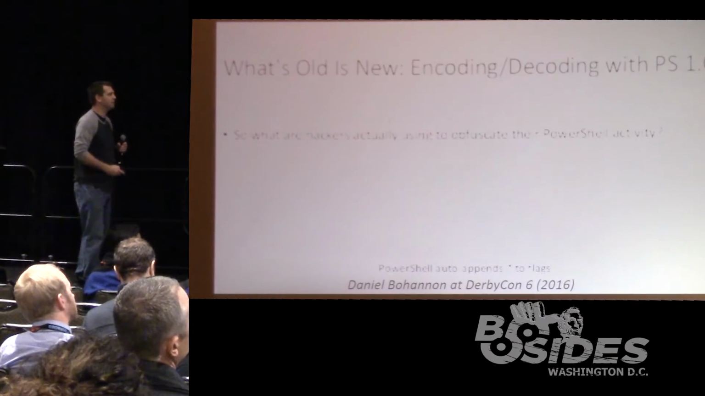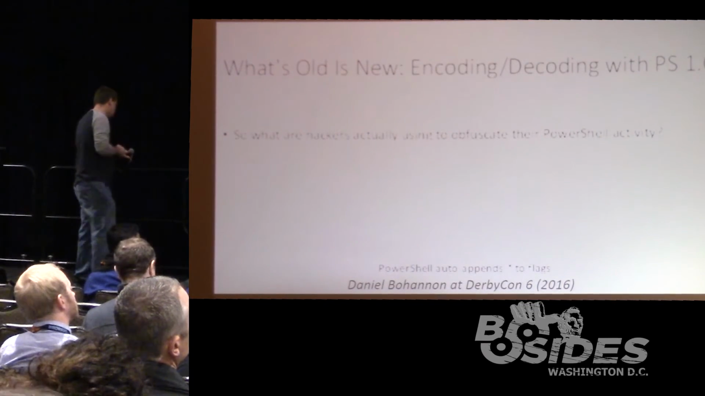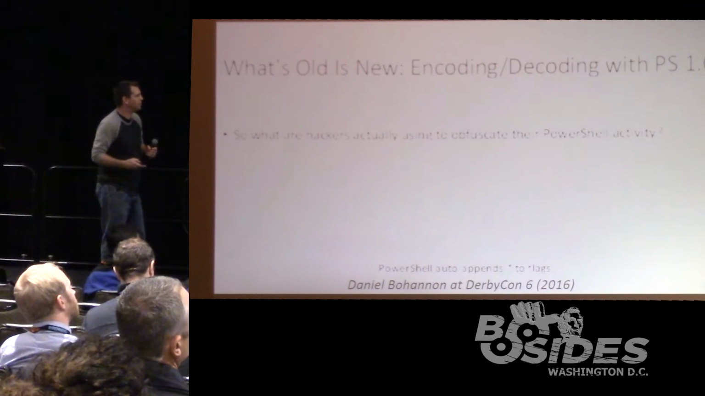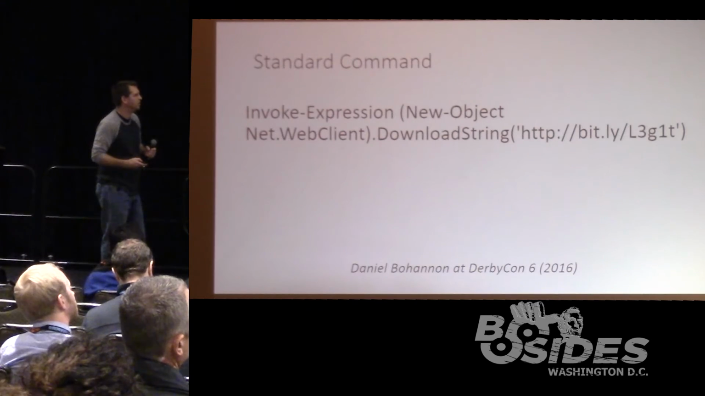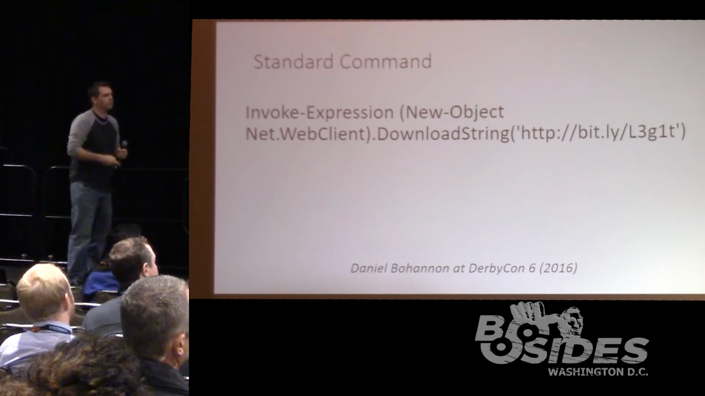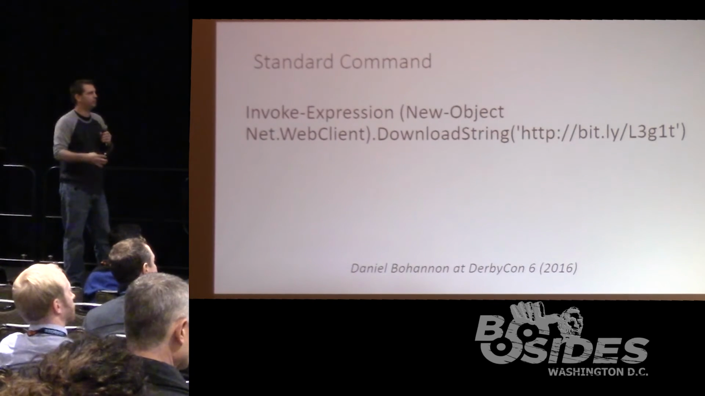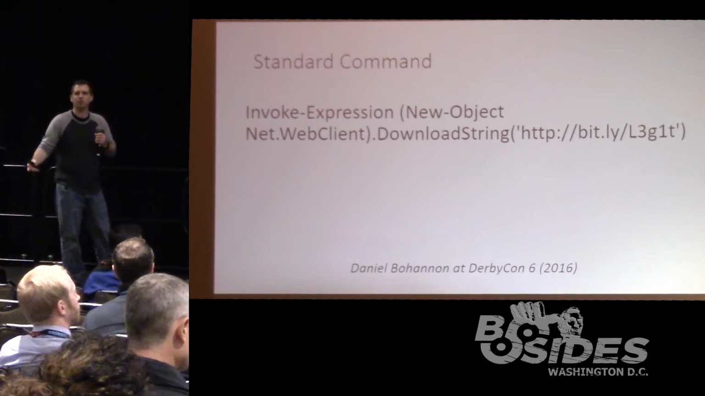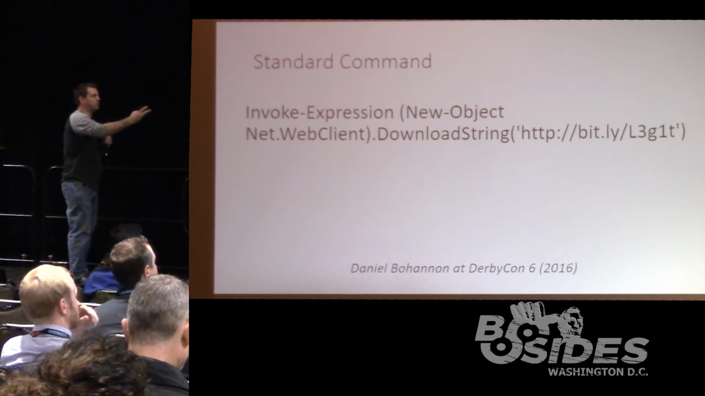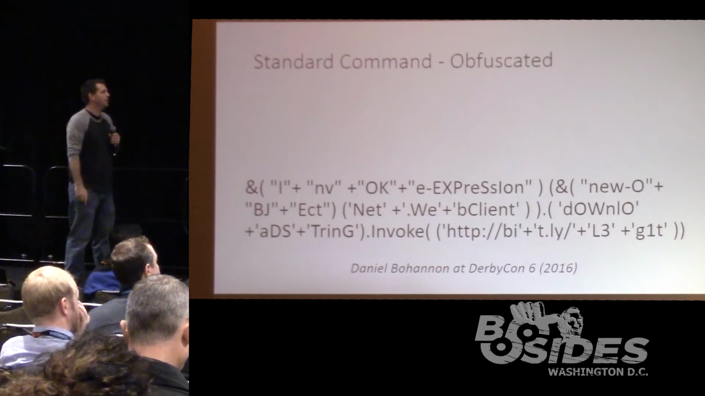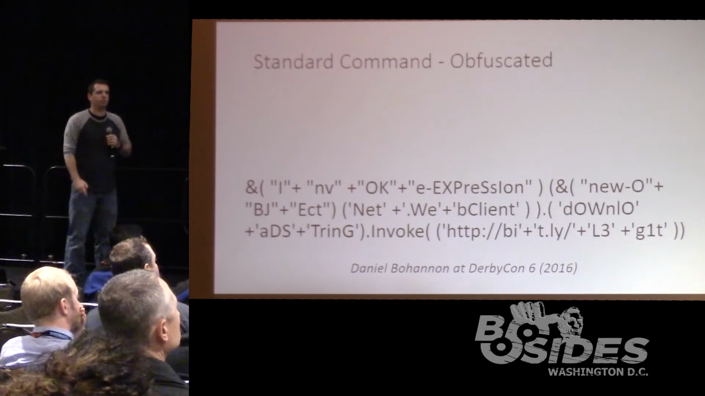So what does this look like? Okay, so we'll look at this. Invoke-Expression, New-Object, Net.WebClient, DownloadString, a bit.ly link, right? We know what this is. We look for Net.WebClient. We look for Invoke-Expression. We know this. We got it, right? Except this is what it looks like when you run it through Invoke-Obfuscation.